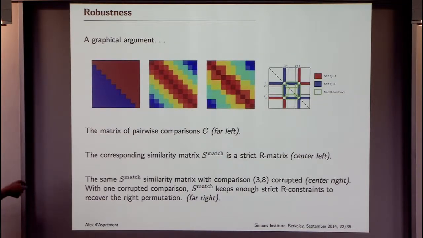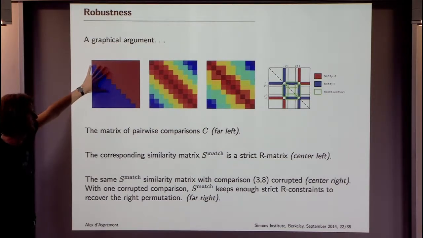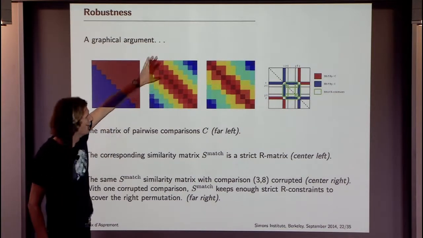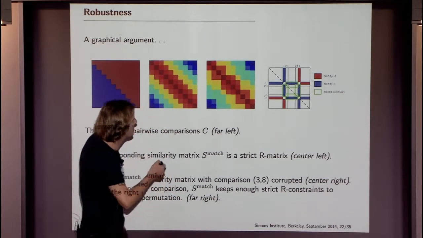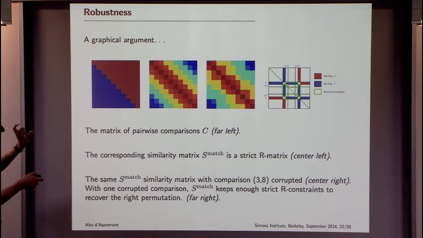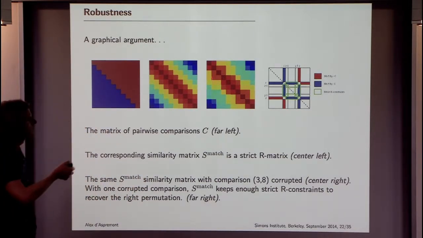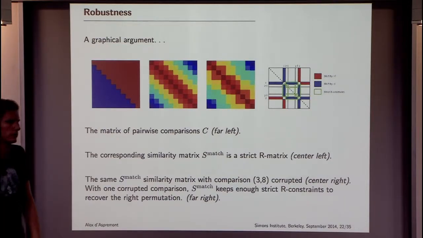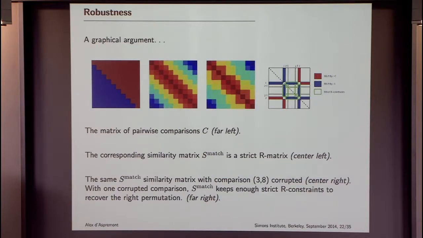Okay, so there's a graphical way of seeing why this works. This is the comparison matrix well ordered with the full information set, consistent with the total ordering. The similarity constructed from this exact full information matrix. This is the similarity after 1 entry is corrupted, the comparison between 3 and 8. And you see, it's not immediately obvious, but what makes things work here is that the strict R assumption is still satisfied. Okay? And that would not be the case, for example, for a Borda count method.